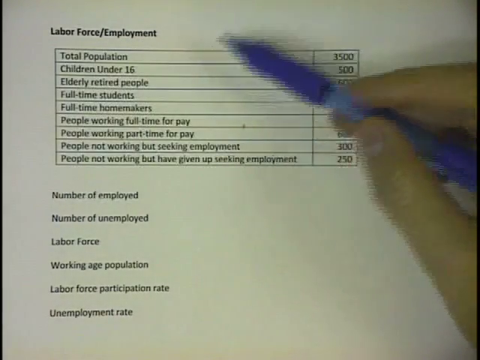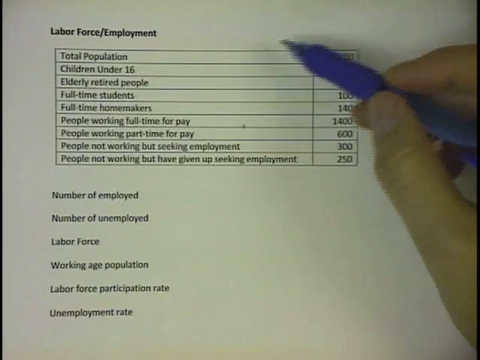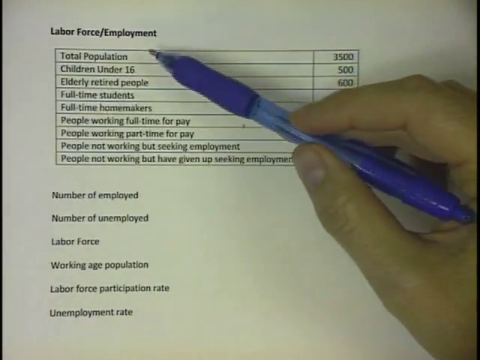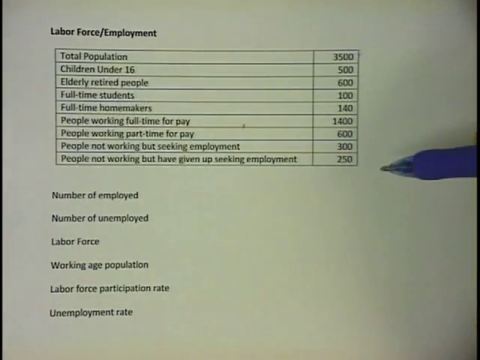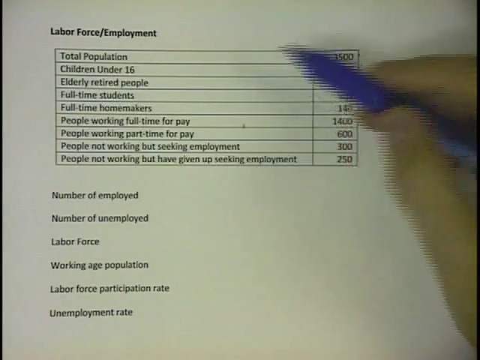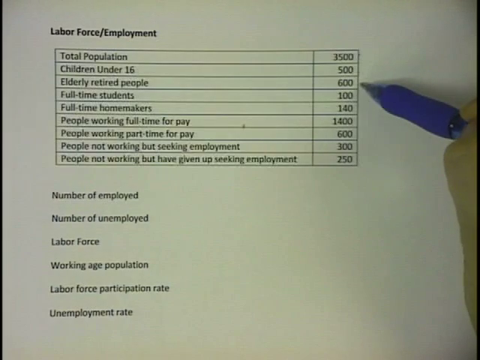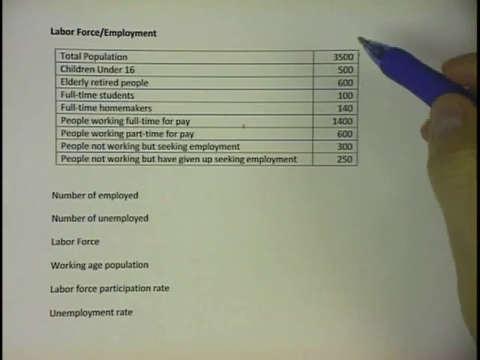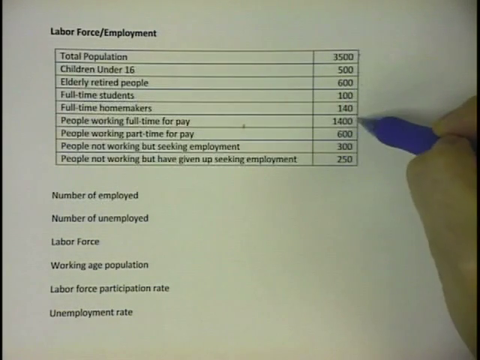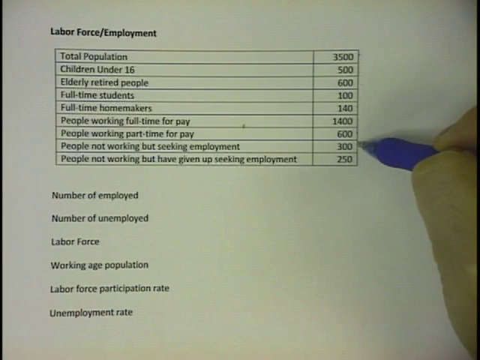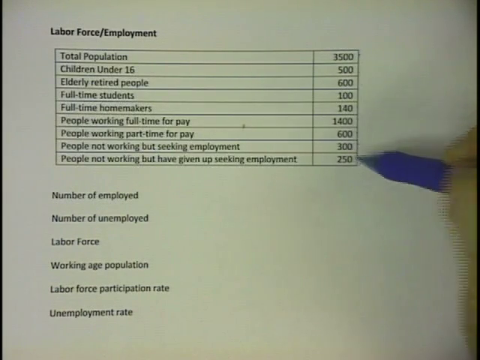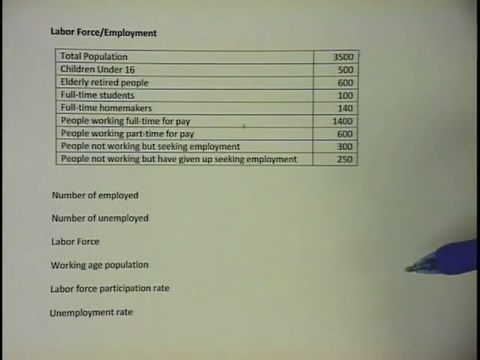Let's say we have a total population. It's a small country. We'll call it Pennsylvania. So total population is 3,500. There's children under 16. Okay, we have 500. We have retired people at 600. We have full-time students and homemakers. We have people working full-time for pay, people working part-time for pay, people not working but seeking employment, and people not working but have given up seeking employment.